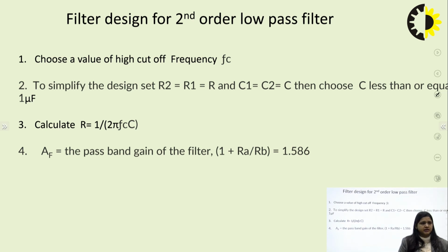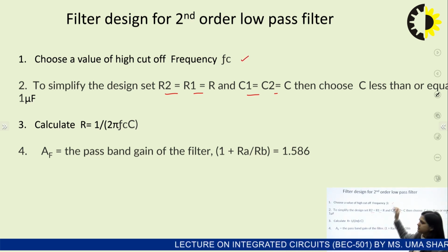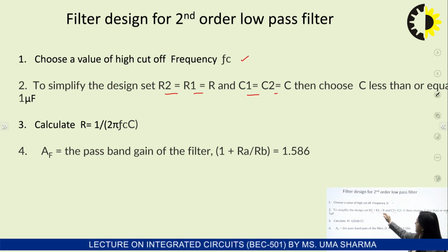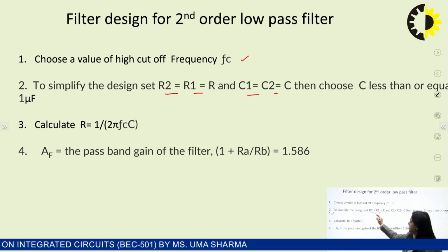Now let's see the designing steps for the second order filter. So steps are same, but here we have to calculate R1, R2, C1, C2, and again we have assumed the equal component filter design. So R1 equals to R2. So basically all the three steps are same. First you have to select the frequency, then you have to calculate the value of R1, R2 on the basis of selection of C1, C2, that we have to select less than 1 microfarad. So we can calculate R1 and R2 easily by using this formula.